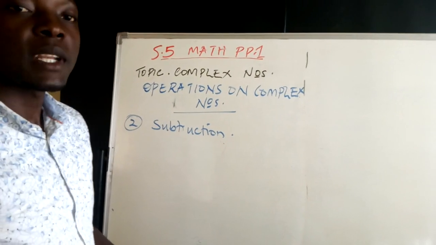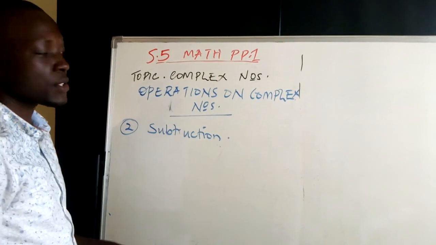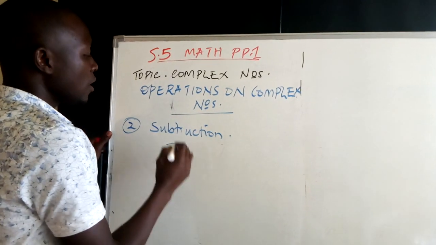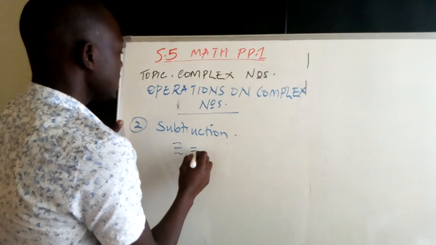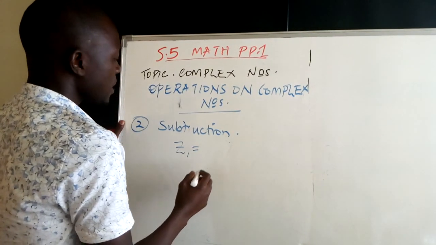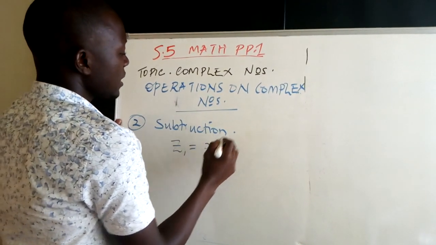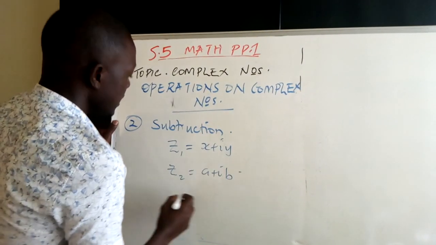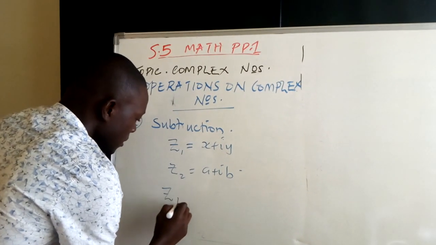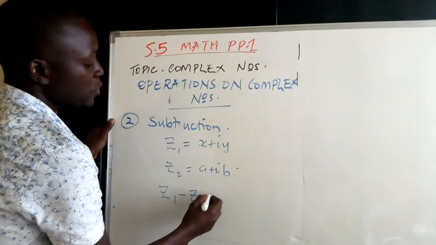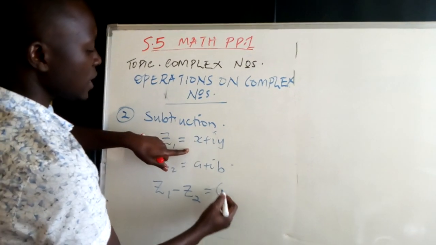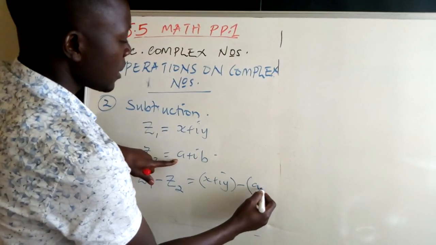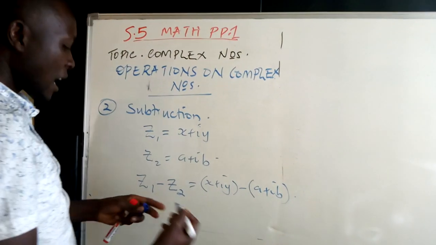The second one that we are going to look at is subtraction. We want to see how to subtract complex numbers. It is more of the same as addition. If we are given the first complex number x plus iy, and the second one z2 being a plus ib, then z1 minus z2 is the first one, x plus iy, minus the second one, a plus ib. And still the algorithm is the same.